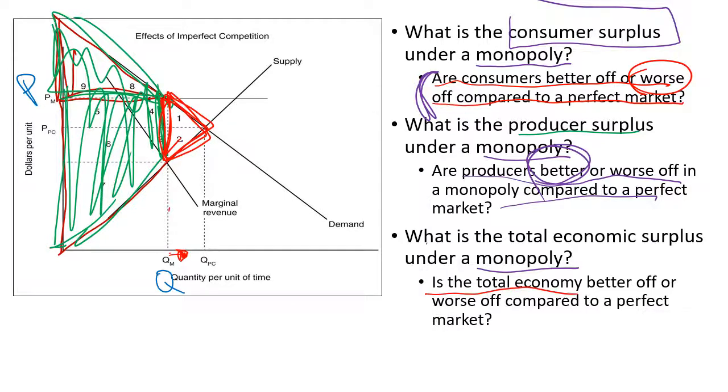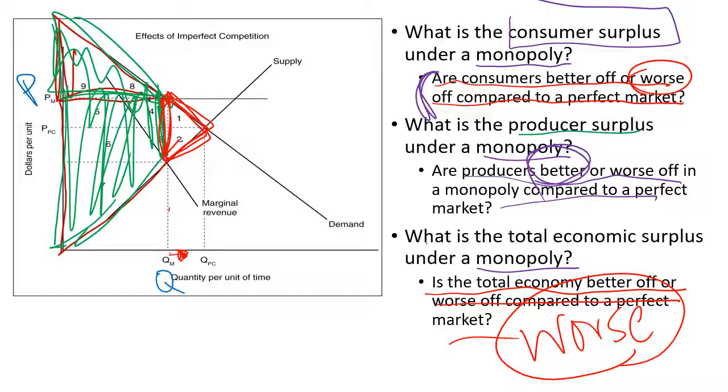So is the total economy better off or worse off compared to the perfect market? It is worse off because we no longer have 1 and 2 calculated into our surplus. So you can see the effects of monopoly on the total economy. Overall, the economy is worse off because of monopolies, but the producers are in better shape and the consumers are in worse shape.